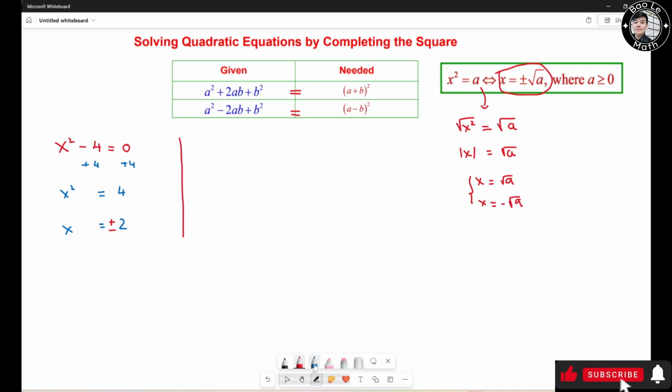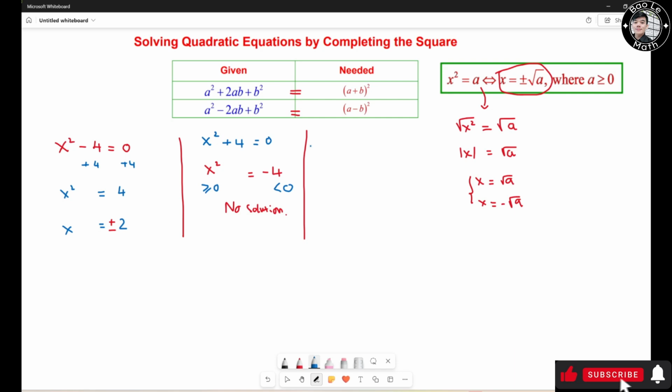Now let's take a look at the second example. s squared plus 4 equal to 0. Alright, so subtract 4 both sides. It's going to be s squared equal to negative 4. This equation has no solution because on the left hand side s squared is always greater than or equal to 0. The right hand side is negative 4, less than 0. So this cannot be equal to this. That's why we have no solution.